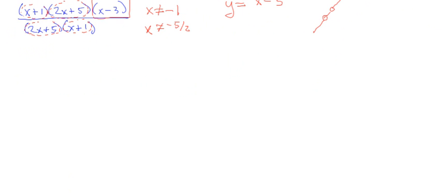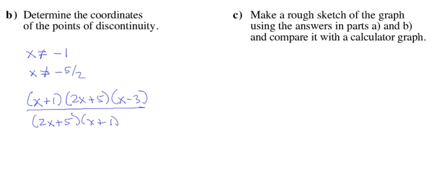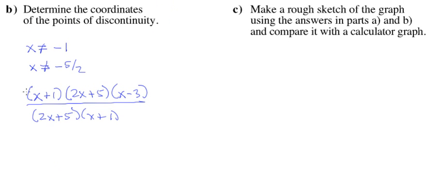I'm just rewriting the function: x plus 1, 2x plus 5, x minus 3, and it's all over 2x plus 5, x plus 1. Okay. So, at negative 1, this function can't exist because these two terms go 0 over 0, and that makes it undefined.